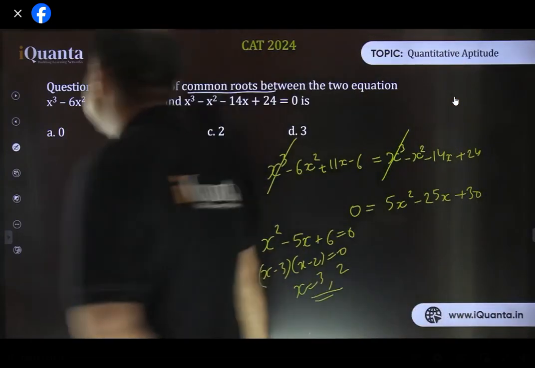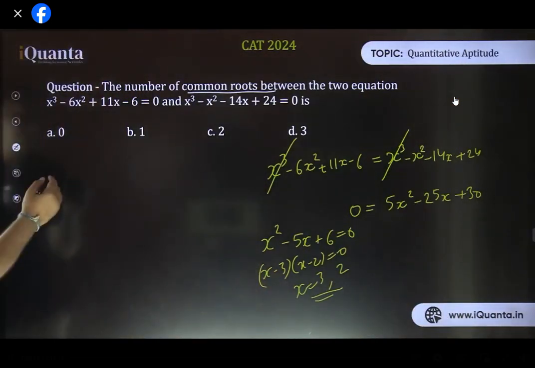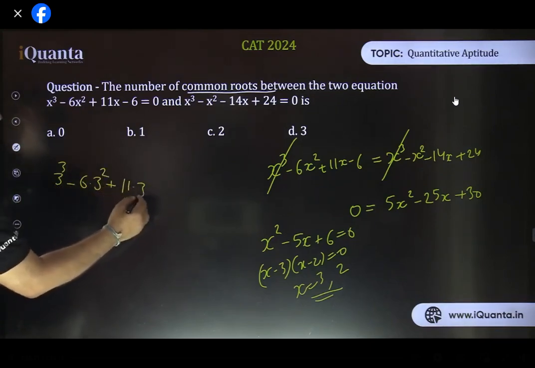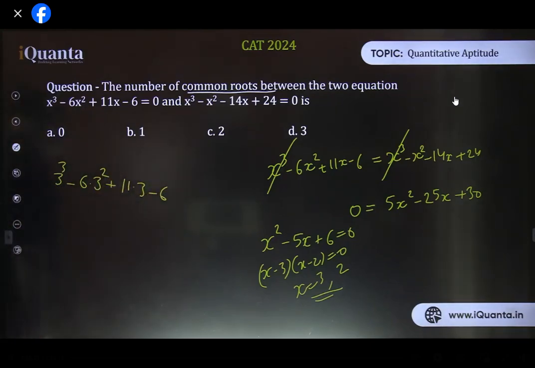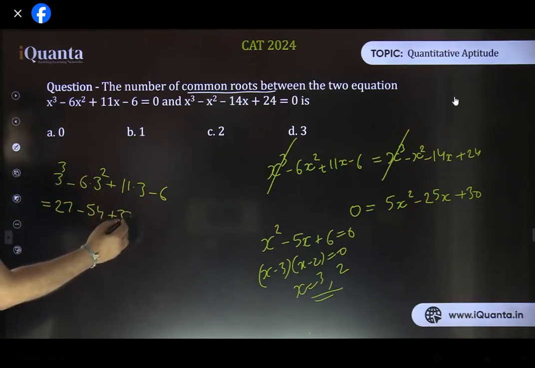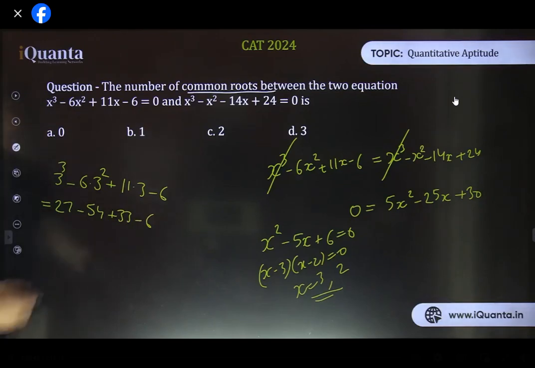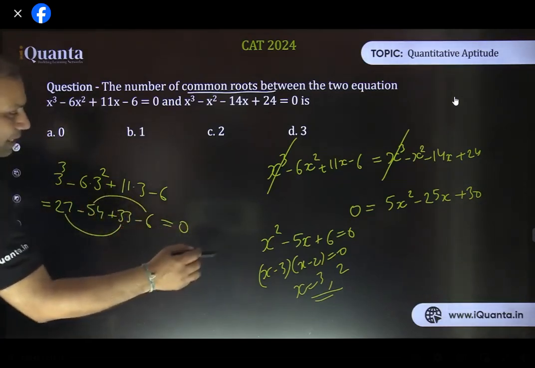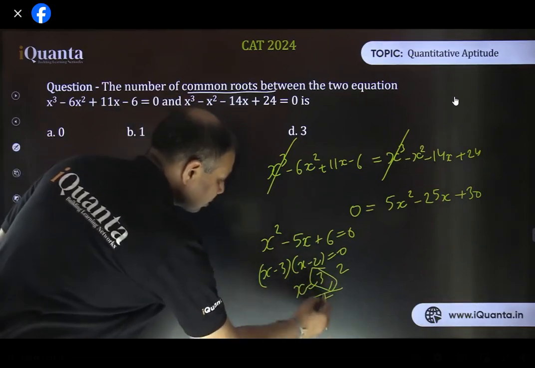Let's say we put it in the first one. If I put the value of x equal to 3 in this first one, what is it going to be? 3 cube minus 6 times 3 square plus 11 times 3 minus 6. We just need to check whether it is coming out to be 0 or not. So 3 cube is 27, minus 3 square 9 into 6 is 54, plus 11 into 3 is 33, minus 6. Okay, let me add the positive terms together. 27 and 33 make 60, and 54 and 6 also make 60. This is 0, which means 3 is one of the common roots. Excellent. So 3 is there.